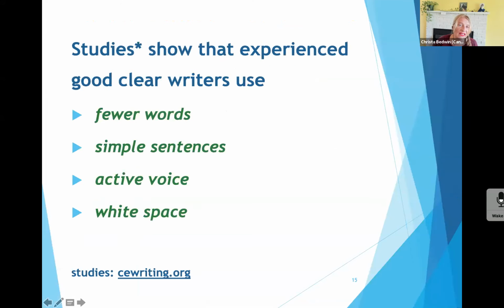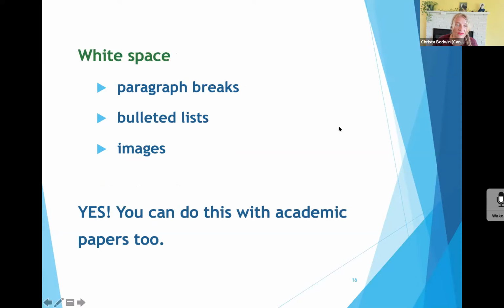Some studies have been done about experienced writers compared to inexperienced writers. The more experienced that people become, the fewer words they use, they use simpler sentences, they use the active voice, which we'll talk about soon, and they use white space well. This website that I show here, cewriting.org, collected thousands of engineering writing samples, and they found that the more experienced engineers were following these patterns. I think we could find the same thing if we did some studies of researchers.